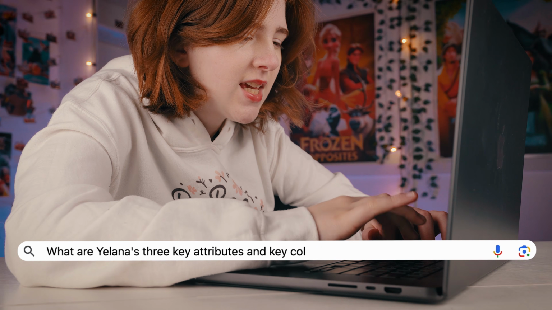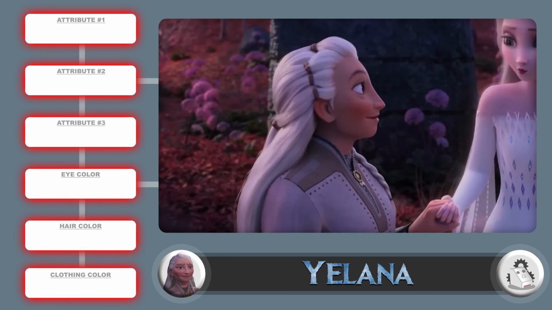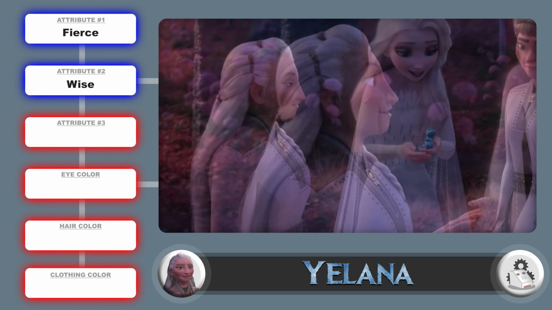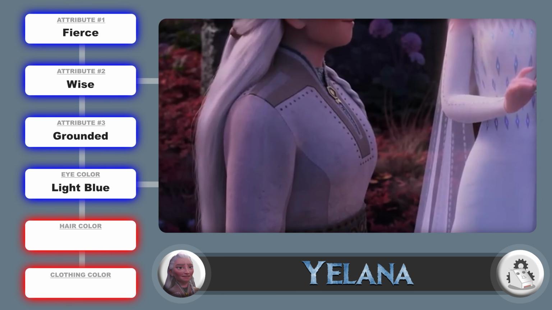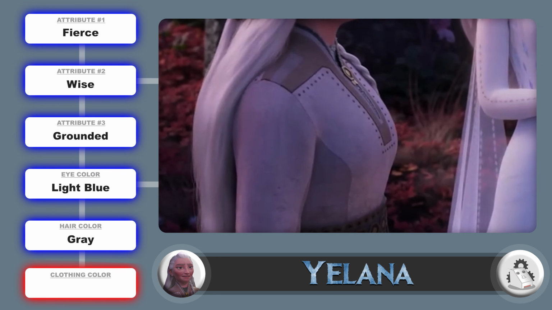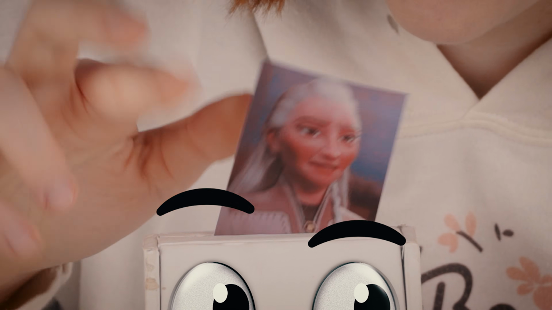Okay, Craig, what are Yolena's 3 key attributes and key colors? For the character Yolena, her 3 key attributes are fierce, wise, and grounded. Her eye color is light blue, her hair color is gray, and her key clothing color is light gray. Okay, Craig, turn Yolena into an Arctic animal using these attributes and colors.